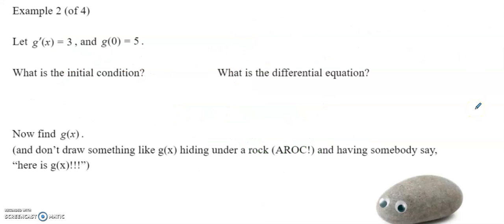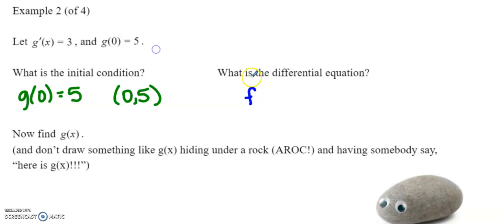Example 2 of 4, we have g prime equals 3 and g of 0 equals 5. So our initial condition is our g of 0 equals 5, which means we go through the point 0, 5. And our differential equation is g prime of x is equal to 3.